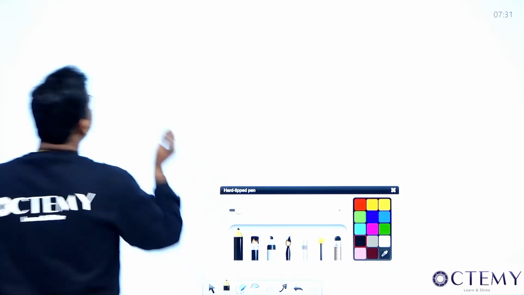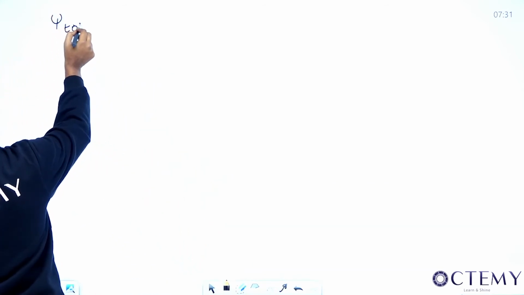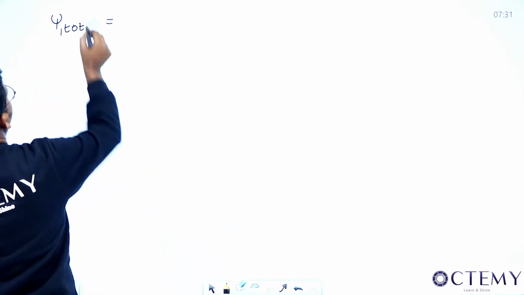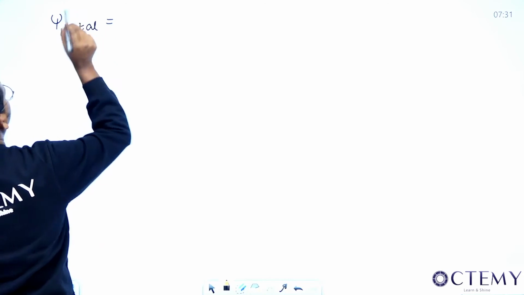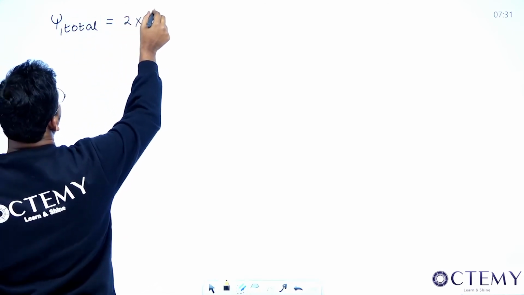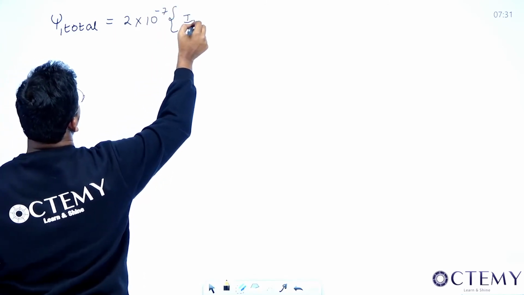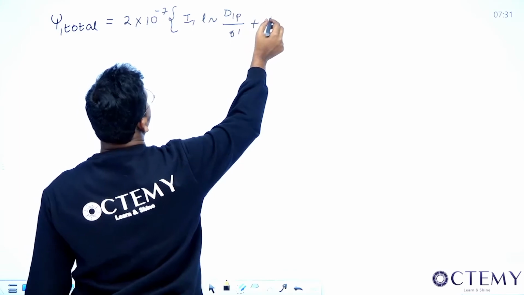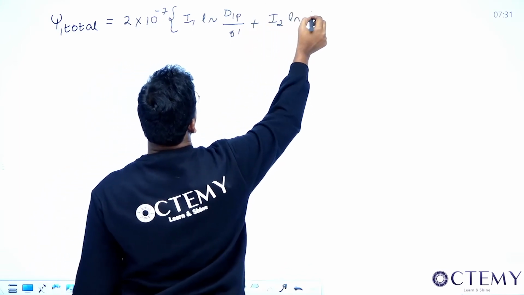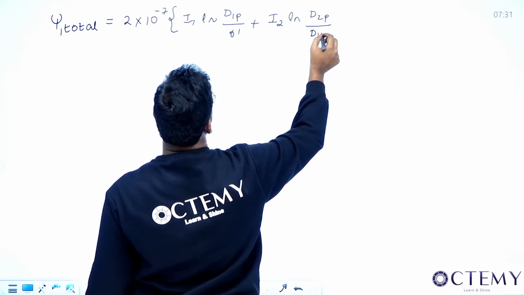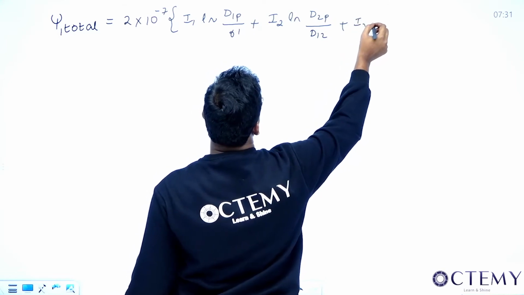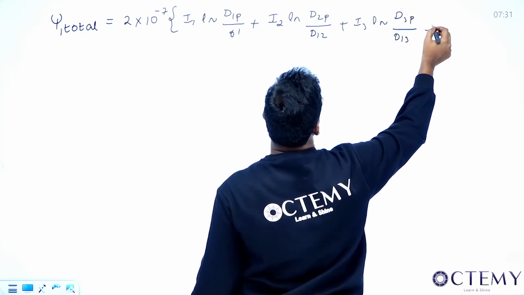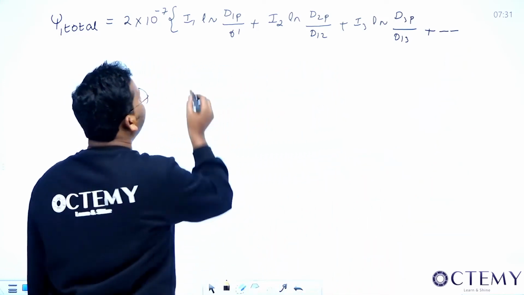So phi 1 total is equal to 2 into 10 power of minus 7 into I1 into ln d1p divided by r dash, plus I2 ln d2p divided by d12, plus I3 ln d3p divided by d13, plus and so on. The last term I've written like this, sir.